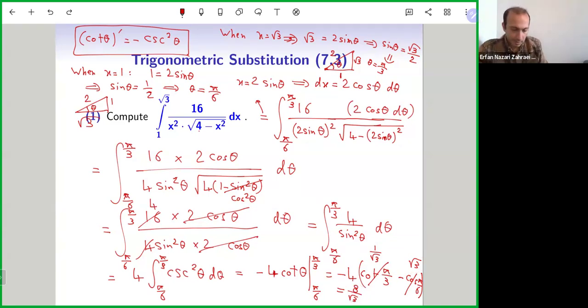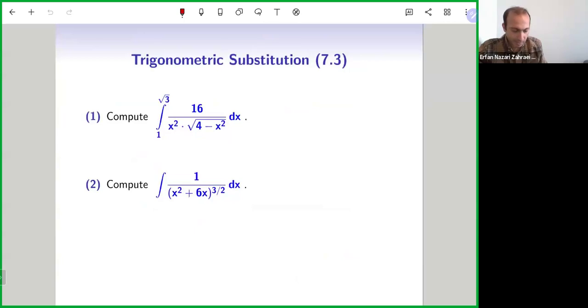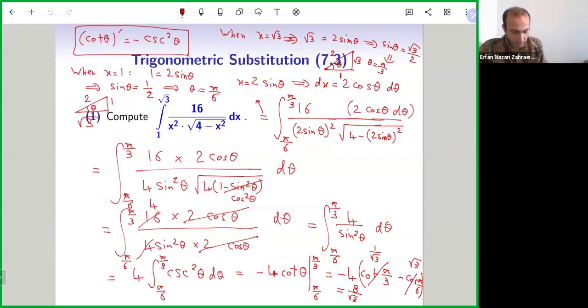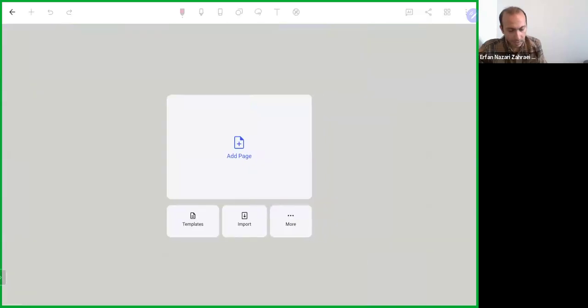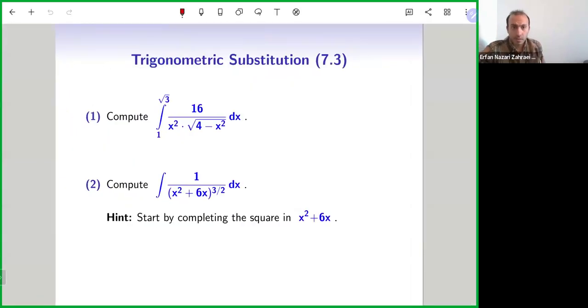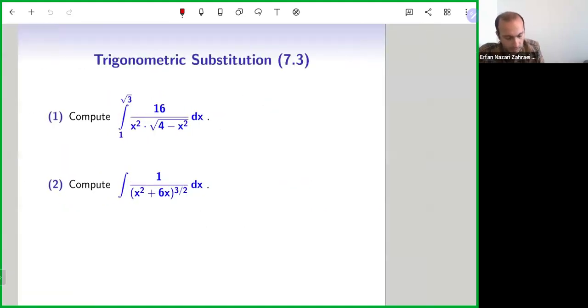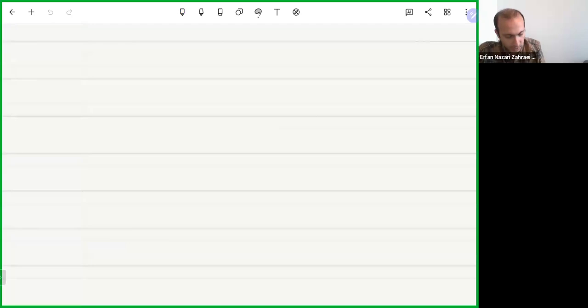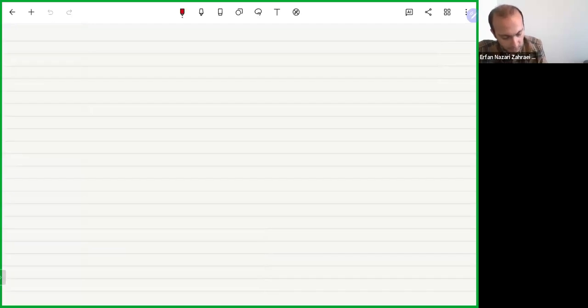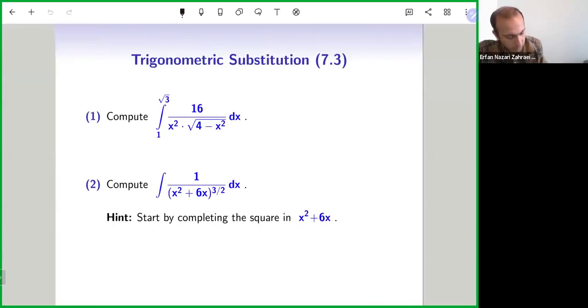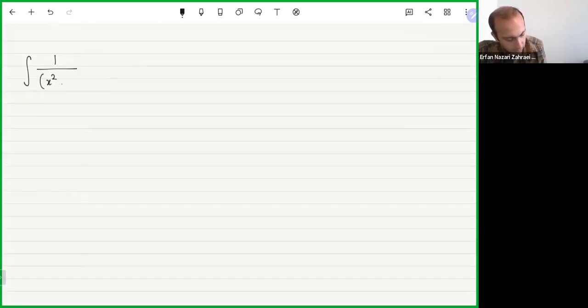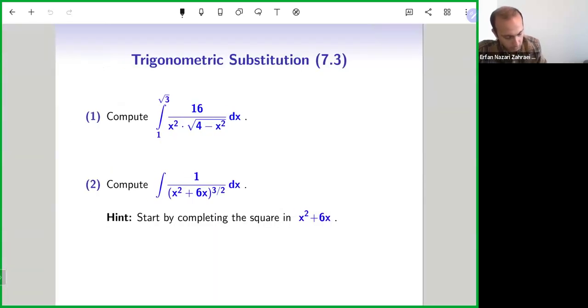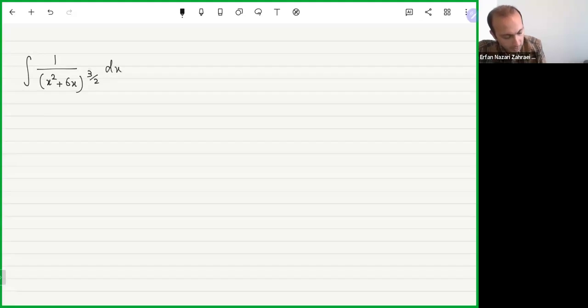Now let's do the second problem. This was the first problem. Now second problem. That's longer and needs more computation. So let me do the computation all the way in on the next page. It's the integral of 1 over (x squared plus 6x) to the exponent 3 over 2 dx.